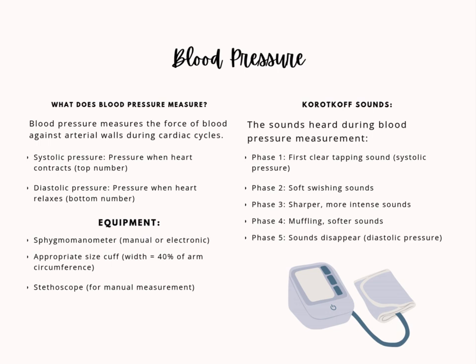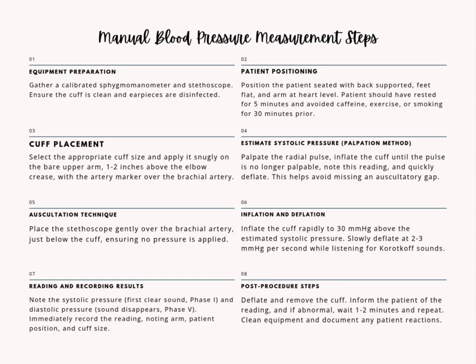The first sound, or phase one, is the first clear tapping sound. That's your top number. The first clear tapping sound you hear would be your top number. Then it goes into some soft swishing sounds, and then you get into a sharper bump, bump, bump, like that. That's phase three. Phase four is sort of a muffling sound until phase five happens, and that sound disappears. Once that sound disappears completely, that is what is documented as your diastolic blood pressure.